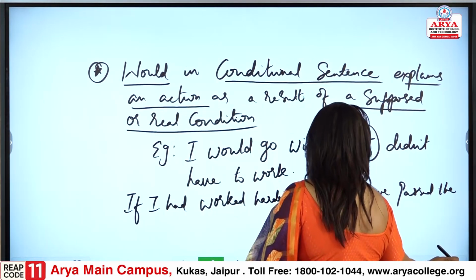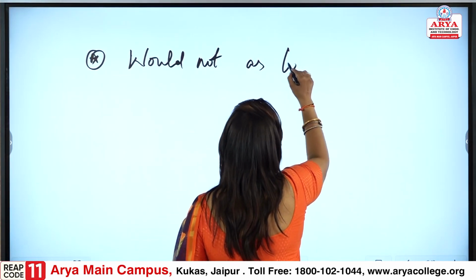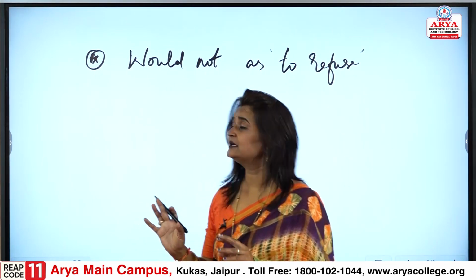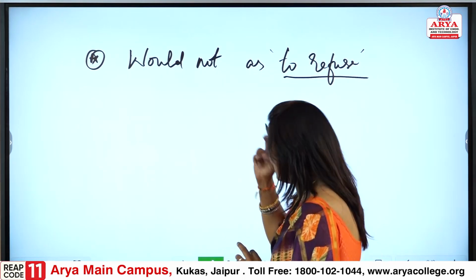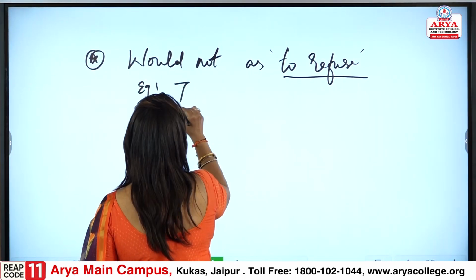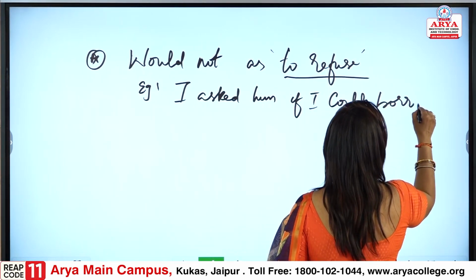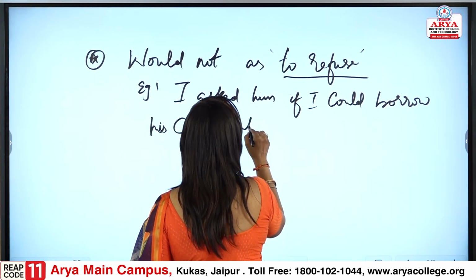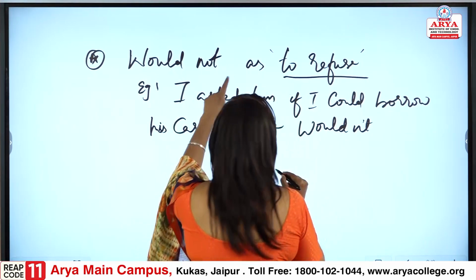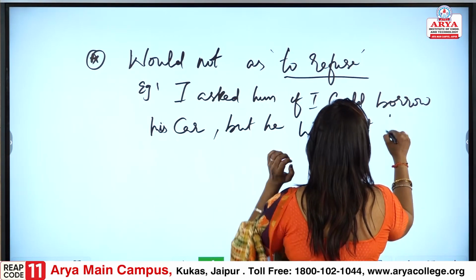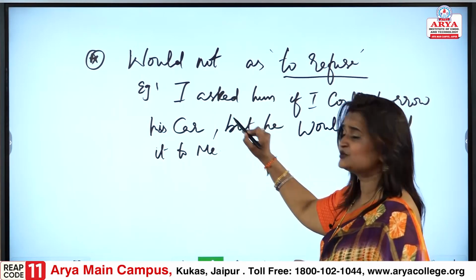Now, the next point: would not will be used to refuse. How? Let us go with an example. I asked him if I could borrow his car, but he wouldn't. Would not again can be used as wouldn't lend it to me. So please understand, guys, would not is wouldn't.